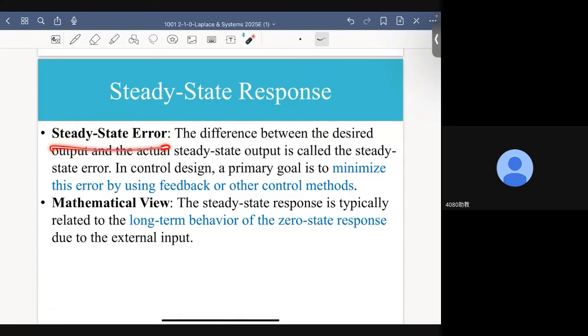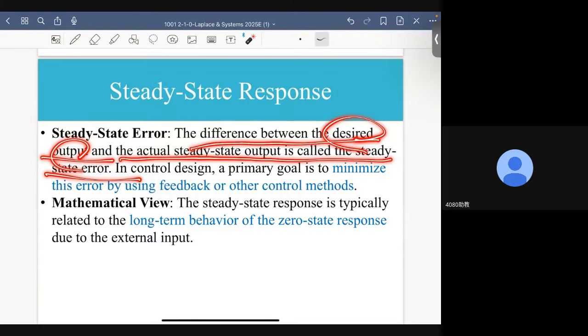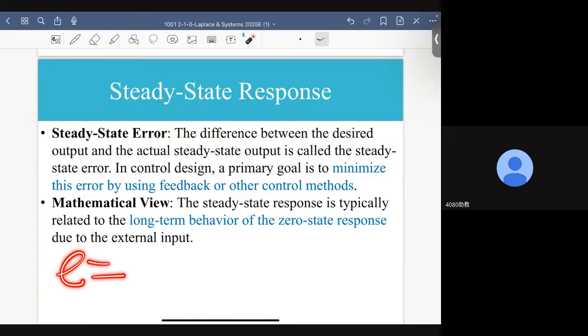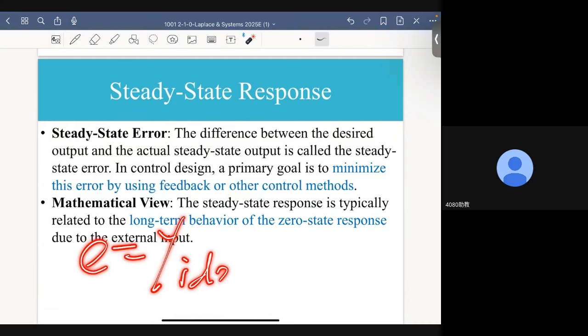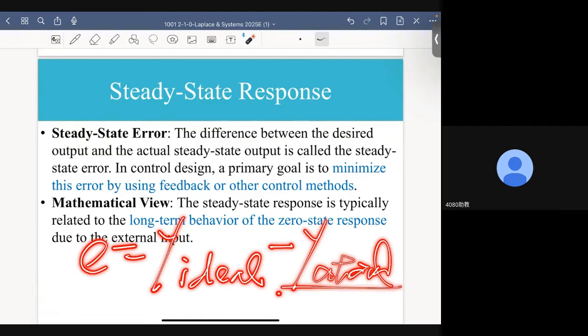Here, the steady state error is defined as the difference between the desired output, which sometimes we call the target output, as I just said, and the actual steady state output. So the error is the desired output minus the actual output. E is the ideal output minus the real, actual output.